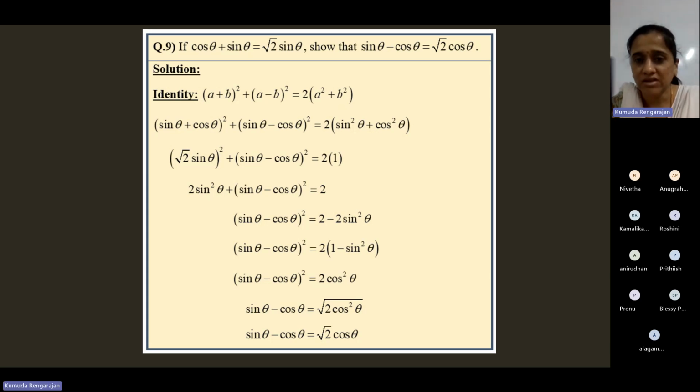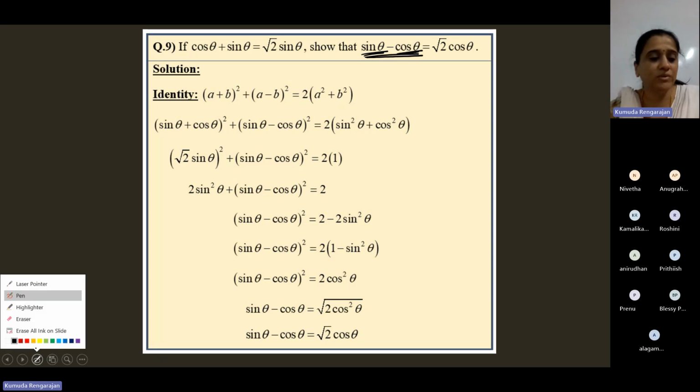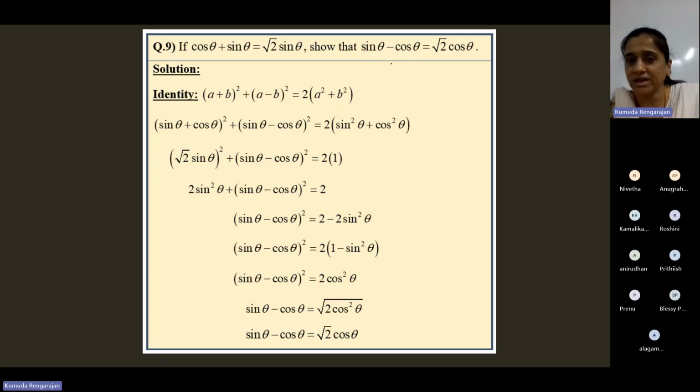Same identity. But because it is sin theta minus cos theta here, for A use sin theta, for B use cos theta. Look at the A minus B part, not the A plus B part, because A plus B can be interchanged: cos theta plus sin theta is also sin theta plus cos theta. What is sensitive is the A minus B part. So look at A minus B and decide the expressions for A and B. Here, what is A? Sin theta. What's B? Cos theta.